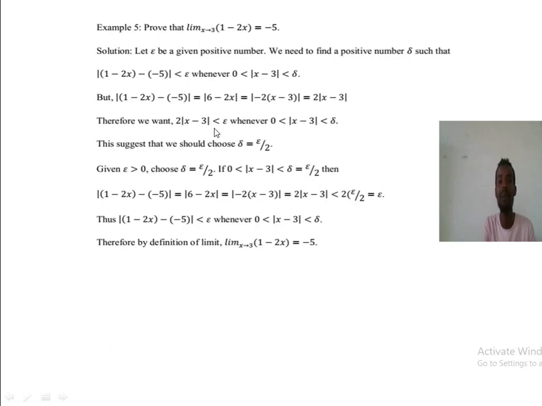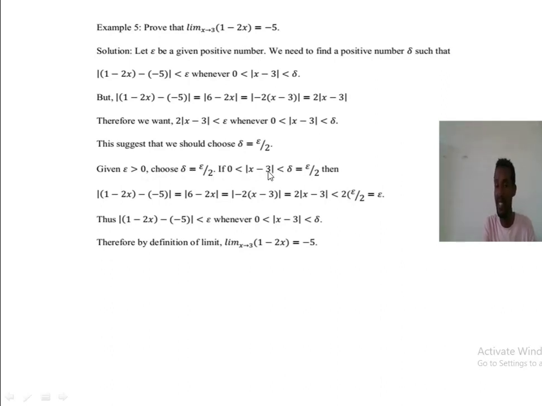Again, dividing both sides by 2, we have that absolute value of x minus 3 is less than epsilon over 2 whenever 0 is less than absolute value of x minus 3 less than delta. Again, compare the right and the left hand sides. That means absolute value of x minus 3 is less than epsilon over 2, and absolute value of x minus 3 is less than delta. Then our delta becomes what? Epsilon over 2. So this suggests that we should choose delta equal to epsilon over 2. Let us check it. Given epsilon greater than 0, choose delta equal to epsilon over 2.